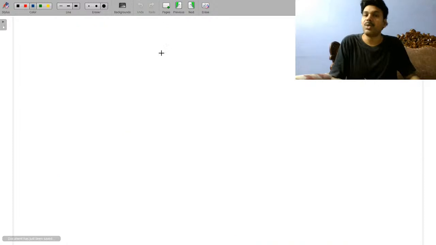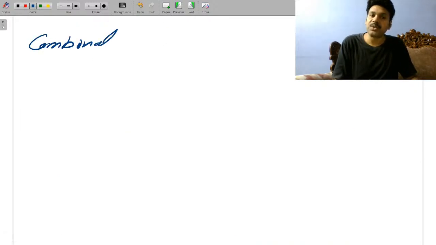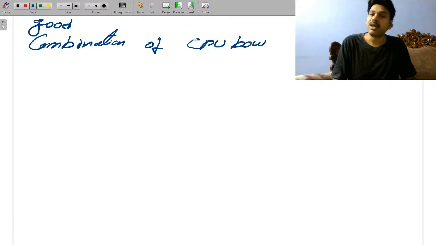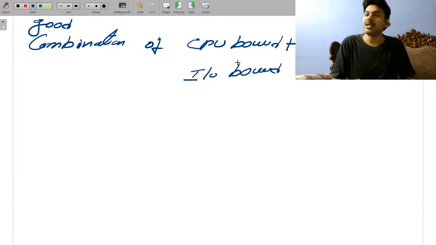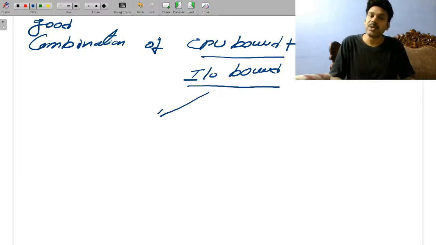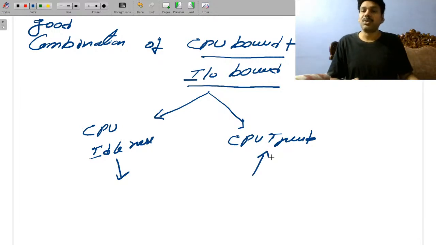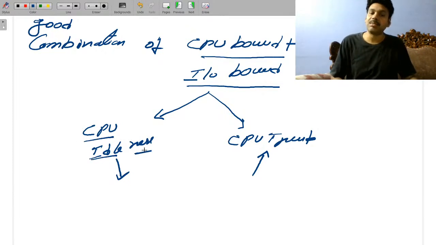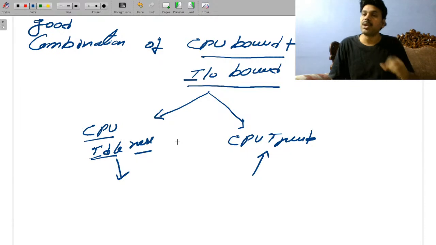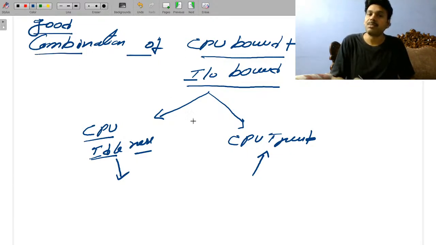So finally, friends, what I want to tell you is that I want to take a good combination. It's not a normal combination, but a good combination of CPU bound as well as IO bound processes. When you take CPU bound and IO bound processes together, two important things you achieve. One is that CPU idleness decreases, and the other is that CPU throughput increases. Throughput is nothing but that I can run multiple processes in an instance of time, and CPU idleness is nothing but that when one process is in IO, immediately I can push another process to the CPU. So these are the two important things we achieve by taking a good combination of CPU bound and IO bound processes.